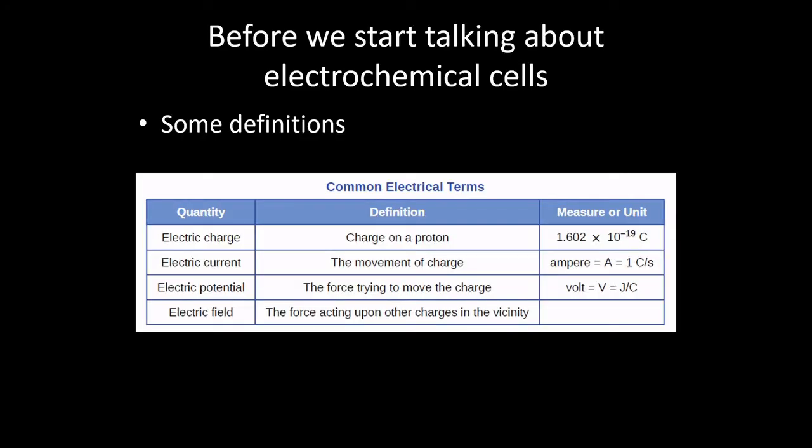All right, let's do this. Before we jump into electrochemical cells, we need some definitions. We need to define a few terms. So we have four of those terms here. Really only three of these we're ever really going to look at.